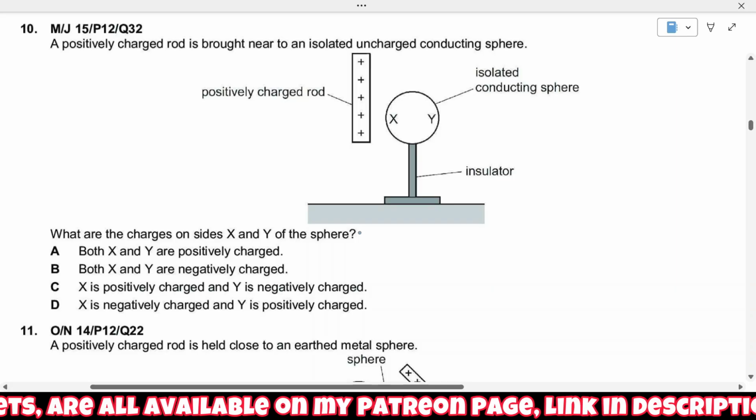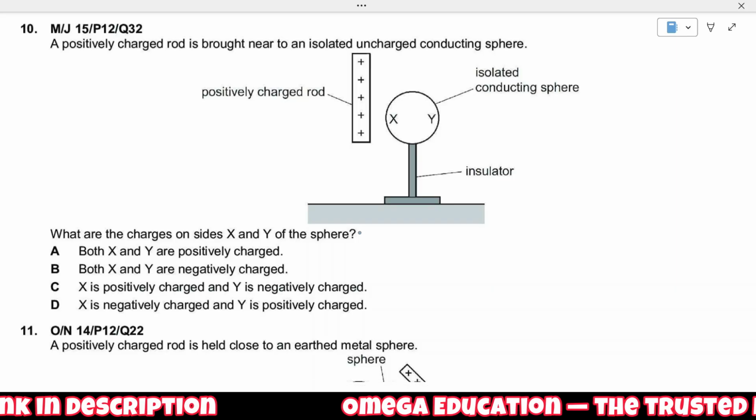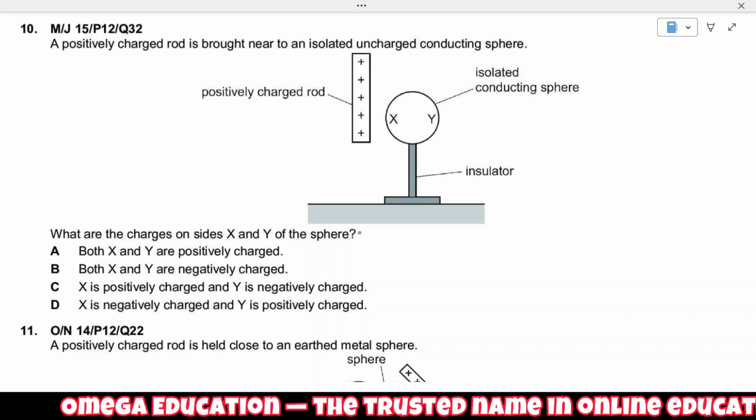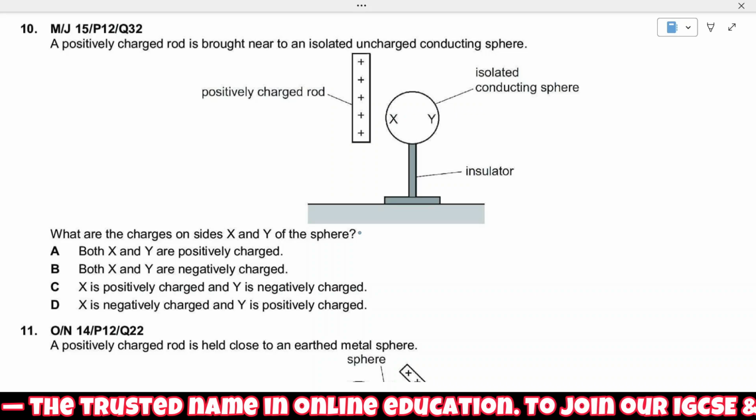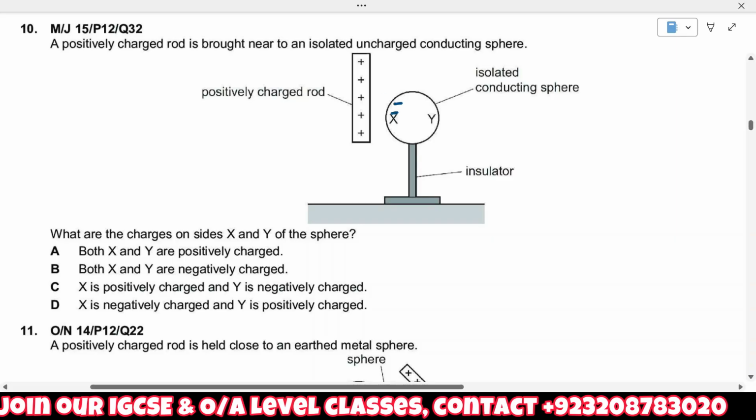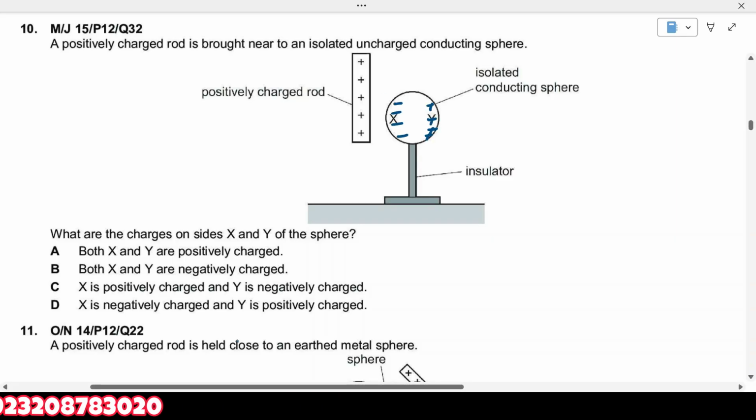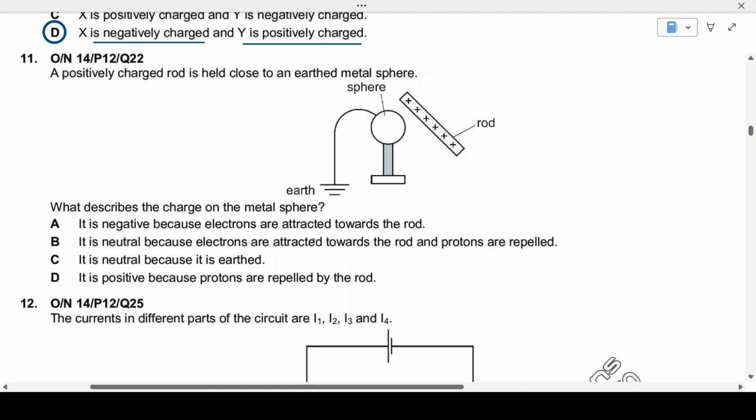A positively charged rod is brought near to the end of an isolated uncharged conducting sphere. What are the sides x and y? So x would be having negative and y would be having positive. So that leaves us with the option, which one? X negative and y positive.